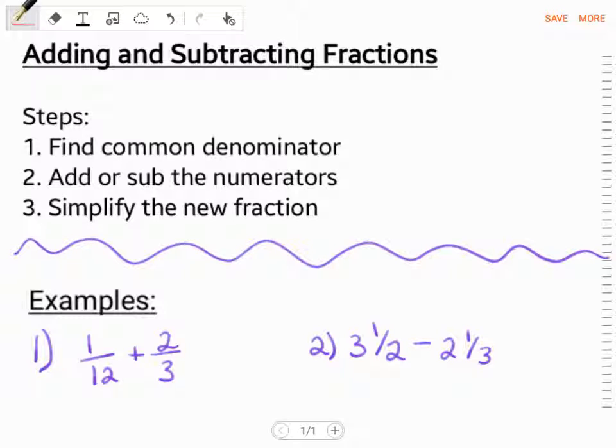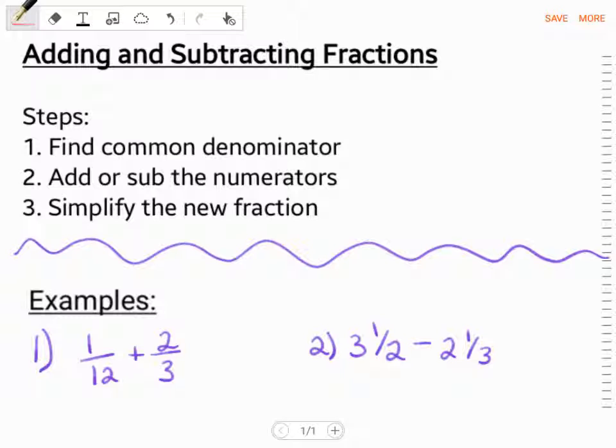Now, you only do this for adding and subtracting. You do not have to find a common denominator when you're multiplying and dividing. Just remember that those two things are very different. Adding and subtracting, our first thing is we want to find a common denominator.